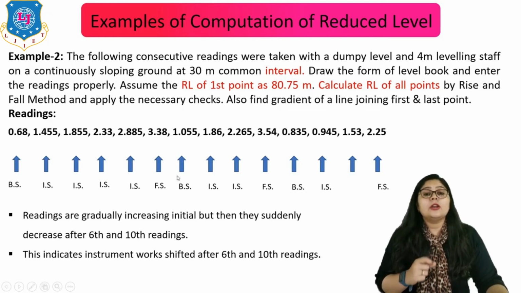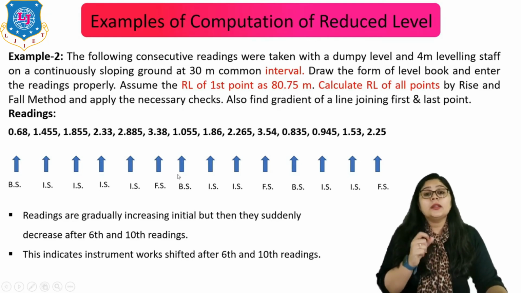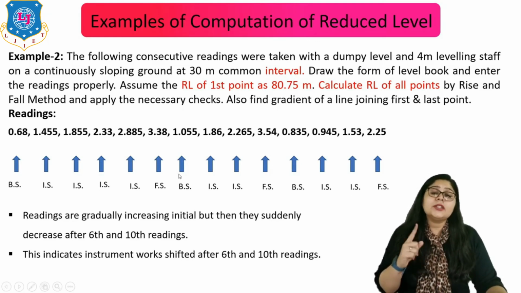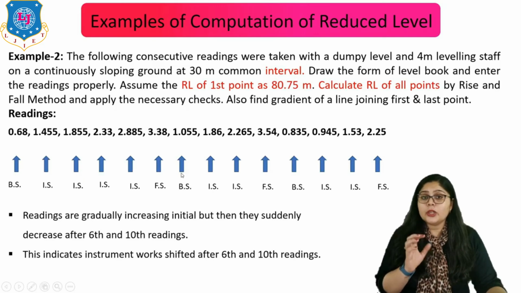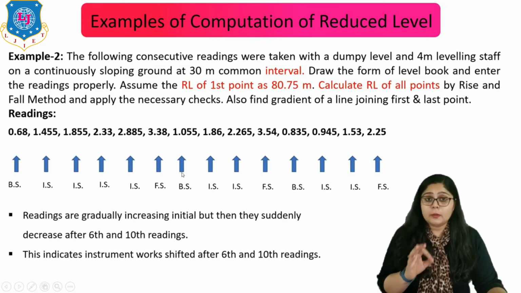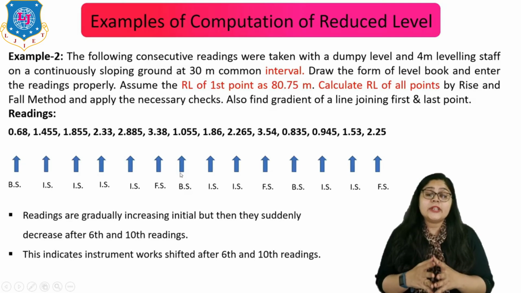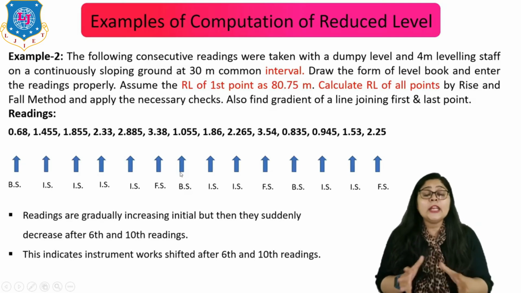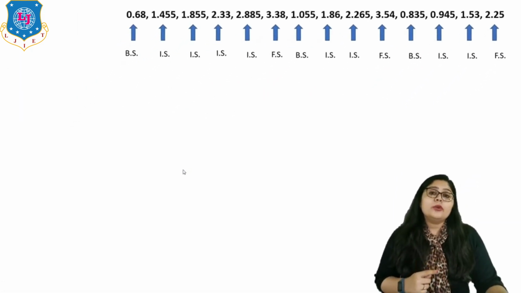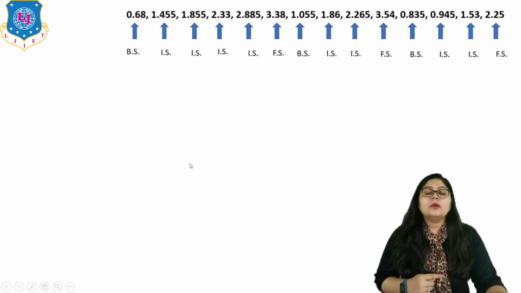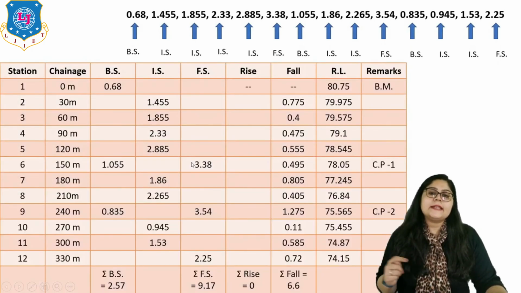So this is the perfect method if the data is not given regarding the change point, right? It is very important to identify if it is not given, because as we know now, without BS, IS and FS indication, we cannot apply any of these two methods, right? Here we have to use the rise and fall method. So now let us draw the table for the rise and fall method.